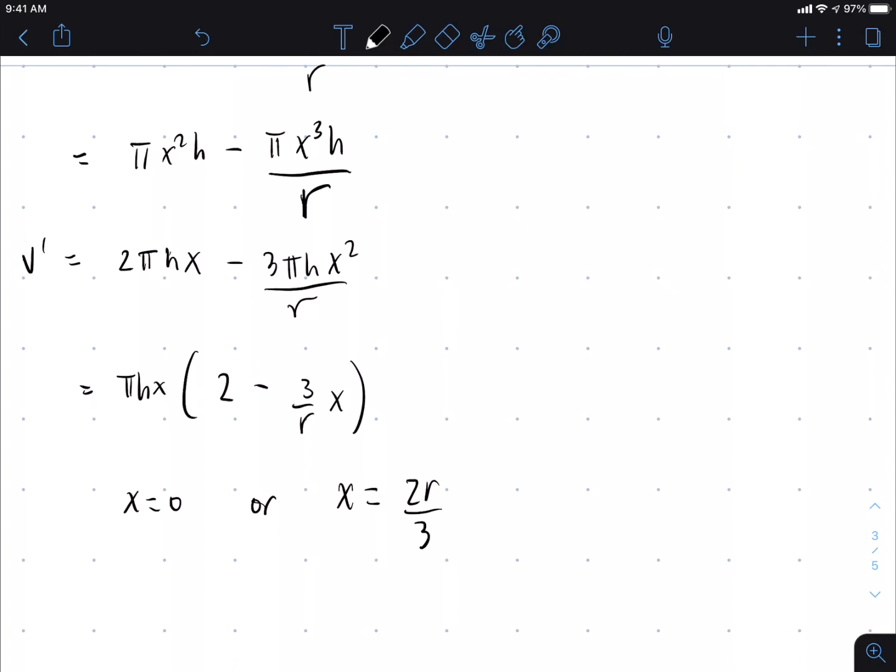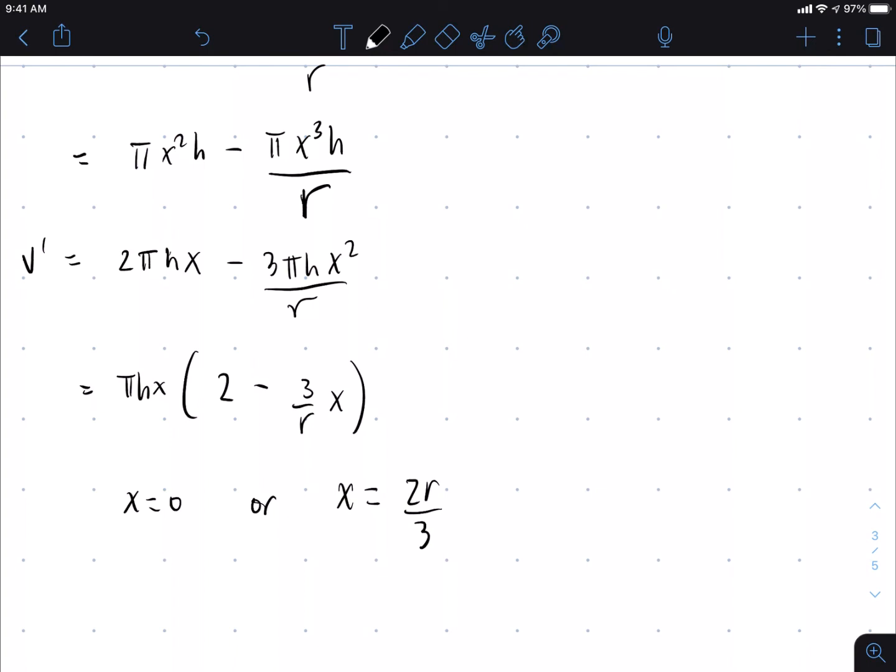Nicole wrote something. Let me see. 1/3 pi r squared h is a cone, and for a cylinder, it's pi r squared h. Okay. Oh, yeah. Yeah.